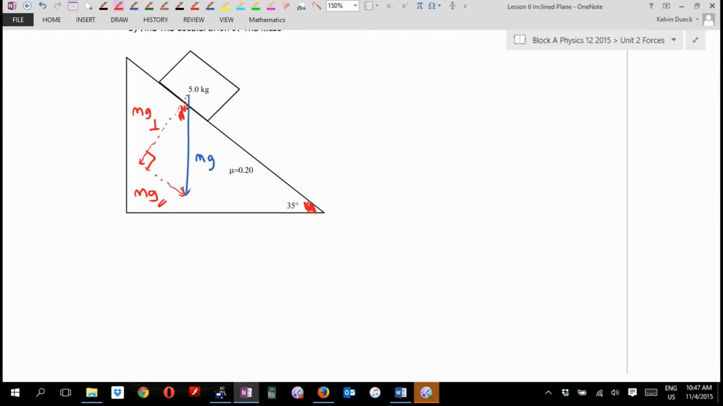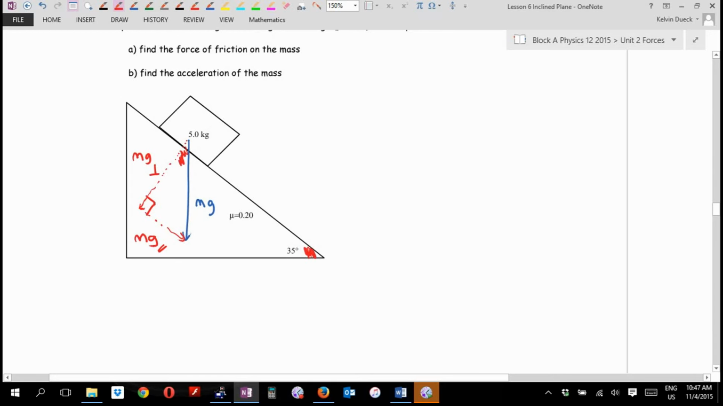What else? Is this mass sinking into the ramp like quicksand? Is it flying into the air like Superman? So that means there must be this force in this direction. There has to be a normal force.